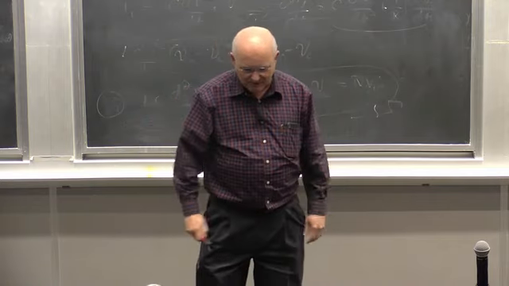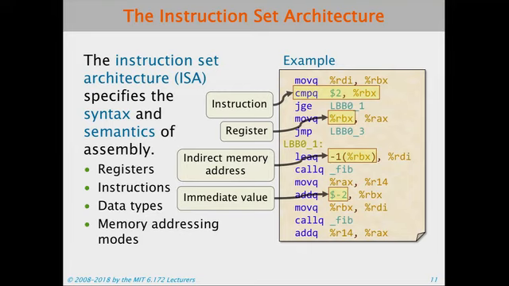Okay, the ISA primer. The ISA talks about the syntax and semantics of assembly. There are 4 important concepts in the instruction set architecture: the notion of registers, the notion of instructions, the data types, and the memory addressing modes. And those are sort of indicated, for example, here. We're going to go through those one by one. So let's start with the registers.